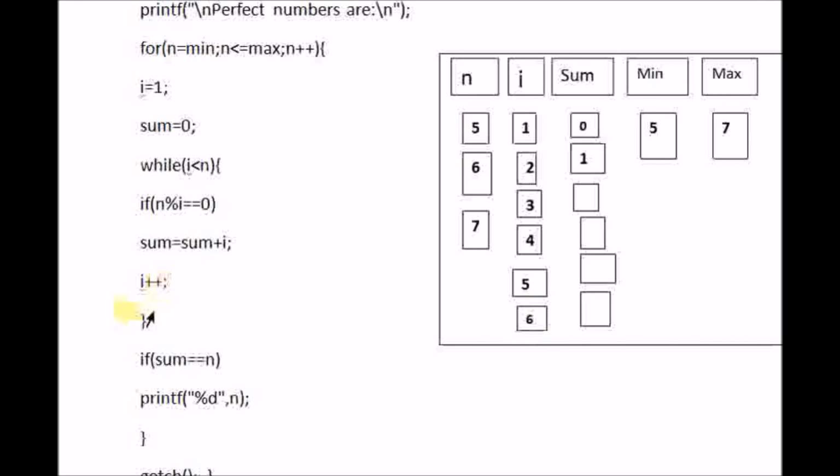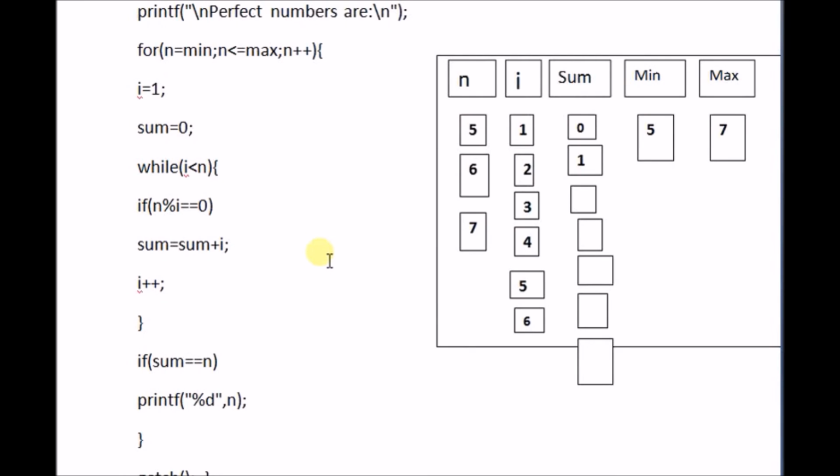Now control. Okay. Sorry, there was an interruption in the video. The next value of I was 6, right? So the control moves back here. Is 6 less than 7? Yes, the condition is true. Control goes inside.